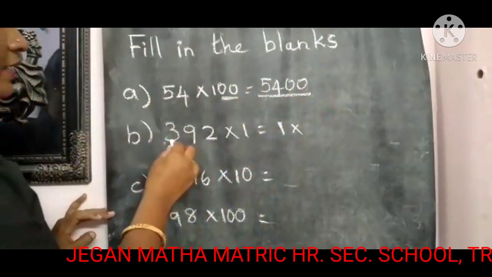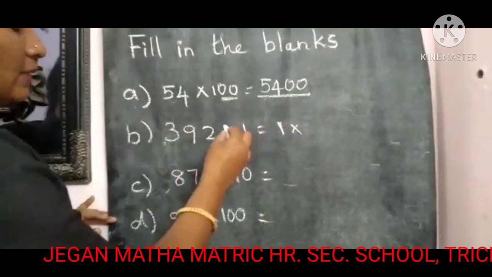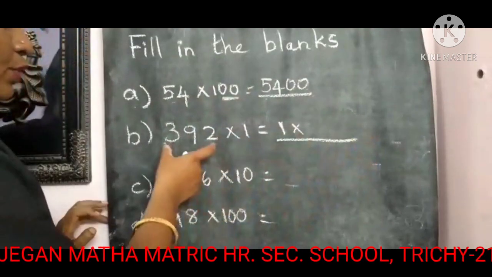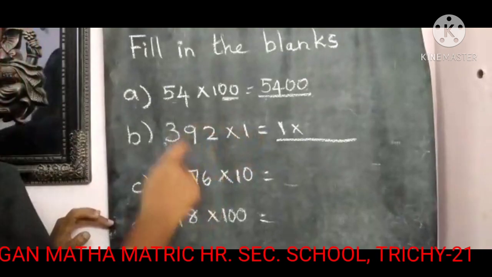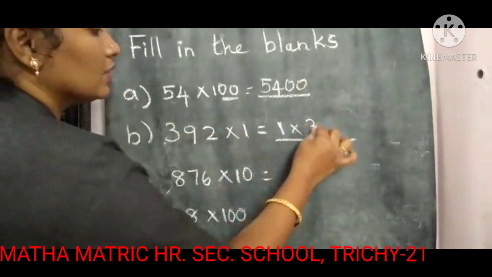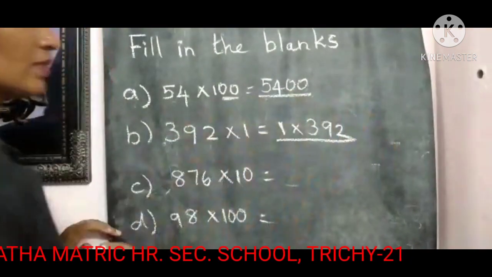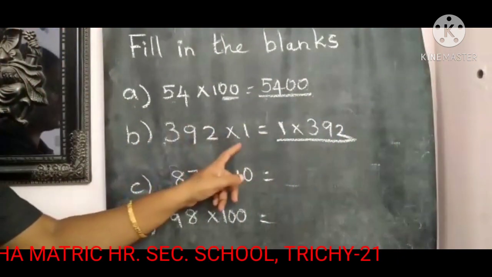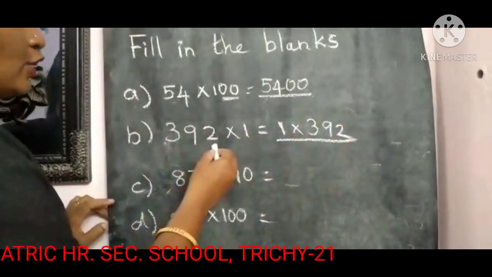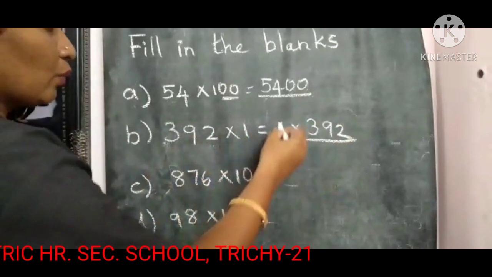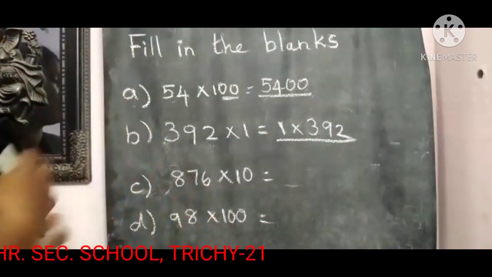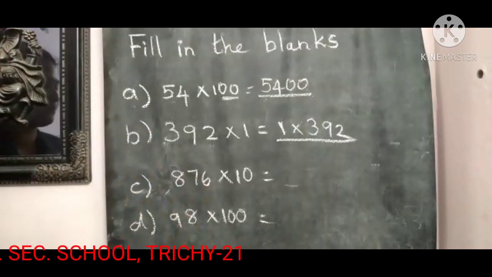Second question, 392 multiplied with 1 equals 1 multiplied with dash. Any number multiplied with 1, you get the same number. So 392 multiplied by 1 equals 1 multiplied by 392. And another thing, if you change the place, the answer does not change.